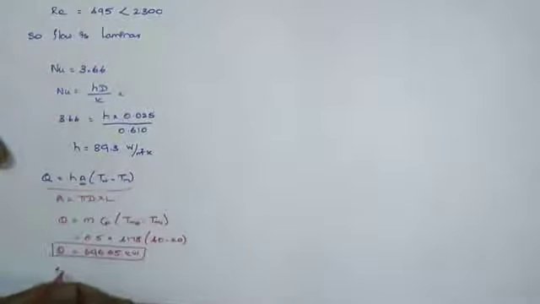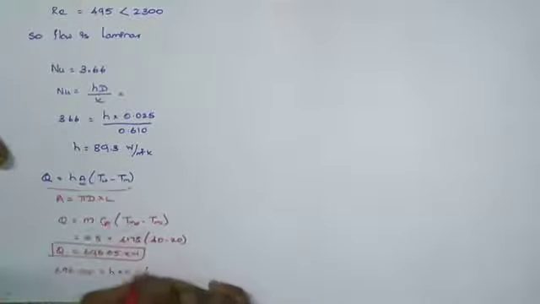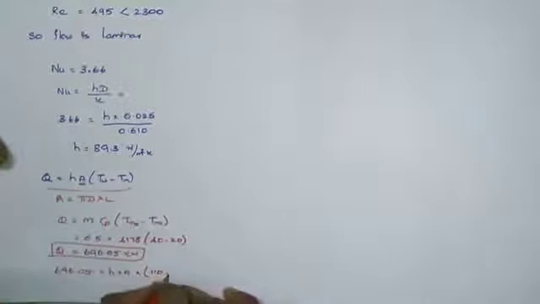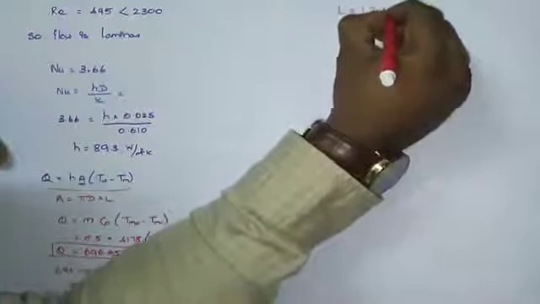Just substitute this Q value in this equation. You get 696.05 equal to h into area into (Tw minus T mean). Tw is 110, T mean is 30. From this equation you can find the value of area, which is equal to pi d L. From that, the length equals 1.24 meters. This is your final answer.